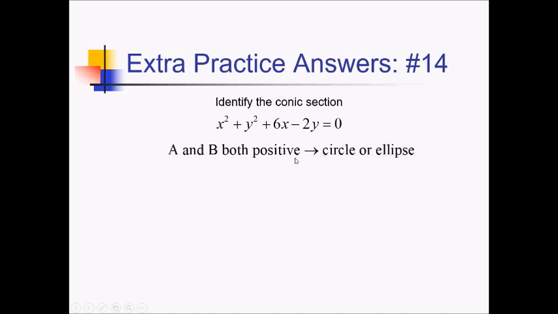On this problem, we have two squared variables, both of which are positive, so we either have a circle or an ellipse, and since they both have the same coefficient, 1 and 1, that means that we must have a circle.